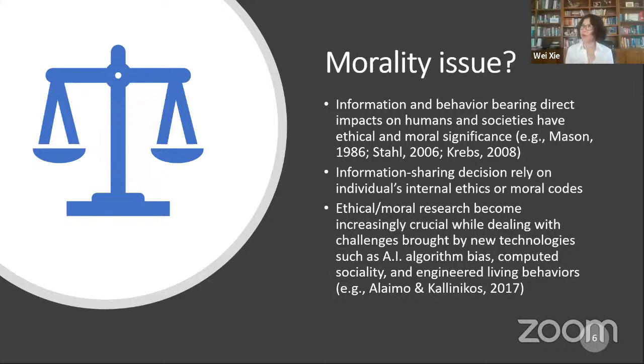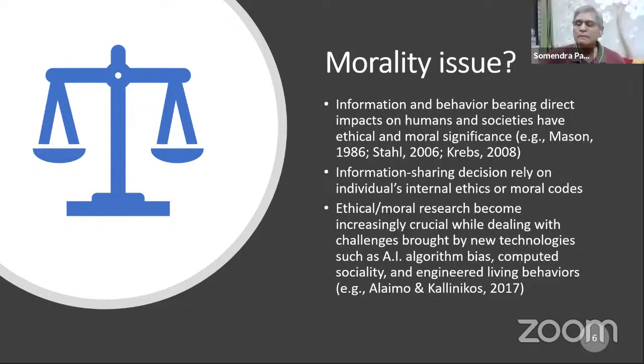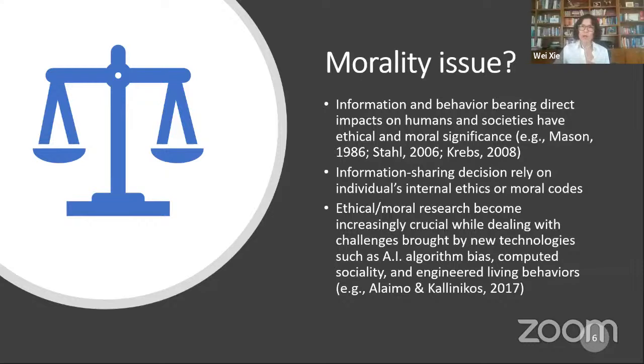So that's my perspective. I look at this problem through the morality lens. So why do I choose this? Because first of all, when information and behavior have a direct impact on humans and society, it has ethical or moral significance in it, and for the information sharing.